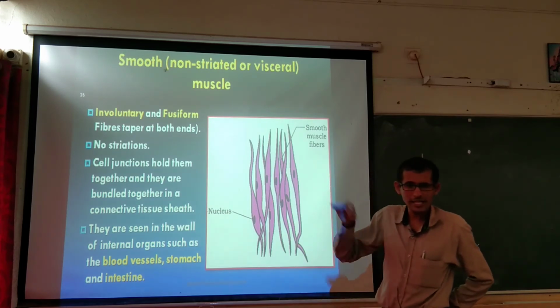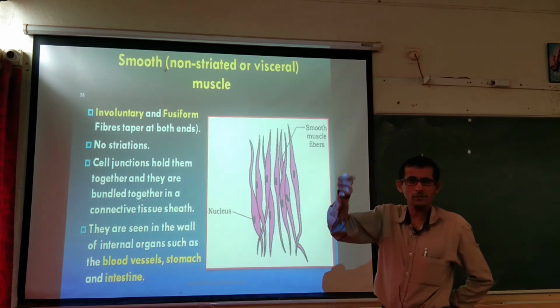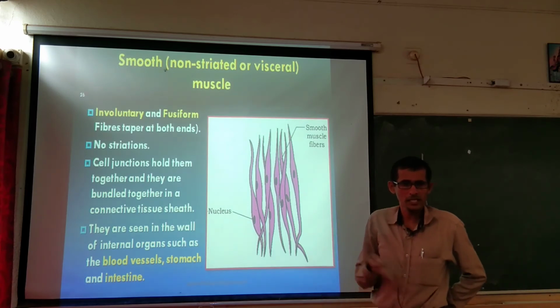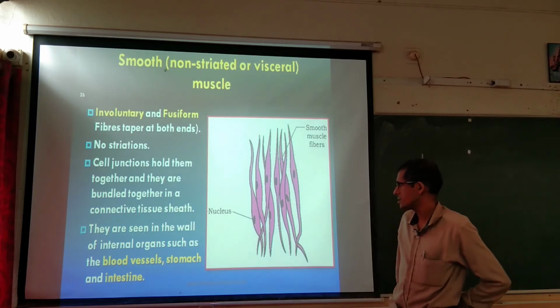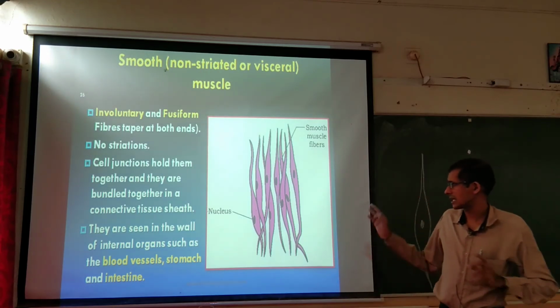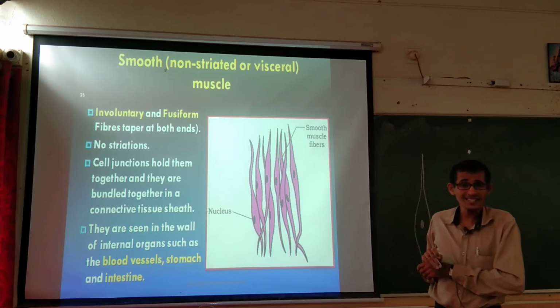Now in the previous one, how was it? It was alternate, so dark band, light band, dark band, light band. Here myosin and actin, dark band is from the myosin, light band is from the actin. So, that kind of arrangement is not here. So, it is not having any striations.